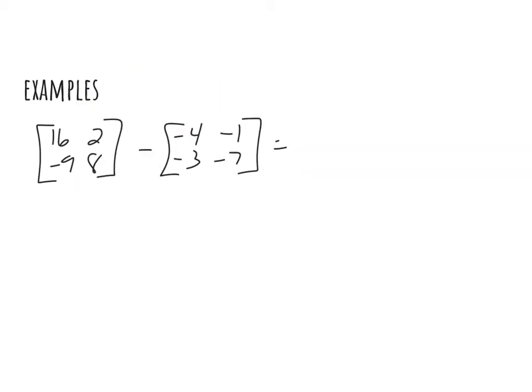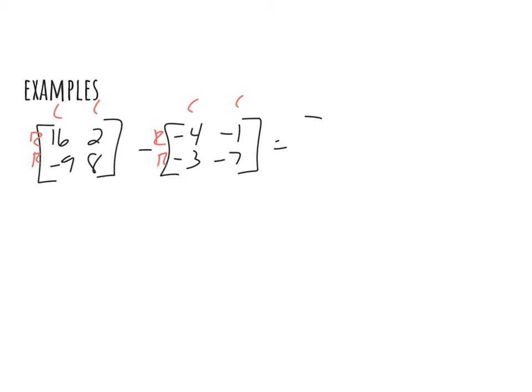Doing some subtraction examples here. Again, we've got these two, and I'm going to subtract. Again, I have to make sure that they're all the same. 2 rows, 2 columns in both. They are the same, so I can add them, or I can subtract them.